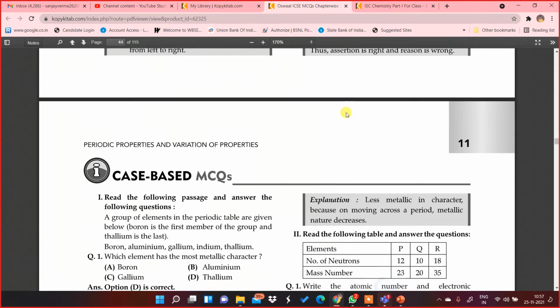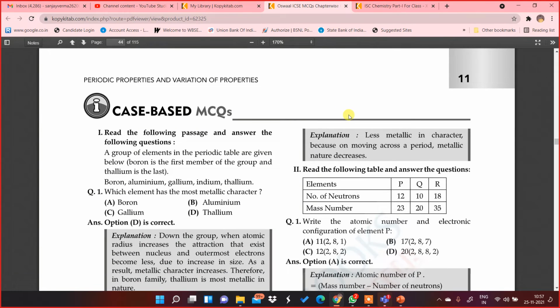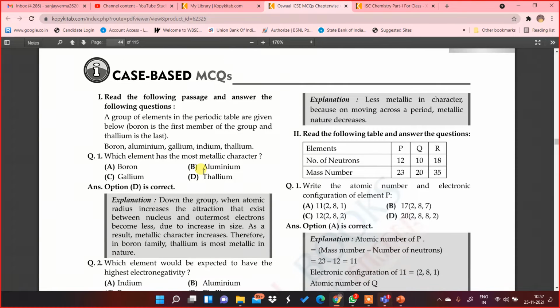Then there are case-based questions from this chapter. These case-based questions, you will read through very carefully. I'm just going to read them and tell you the answer. The answer is given already over there. A group of elements in the periodic table is given below. Boron is the first member of the group and thallium is the last. Correct? Boron, aluminum, gallium, indium, and thallium. Which element has the most metallic character? It is thallium. If you move from top to bottom, the metallic character increases. So the answer has to be thallium.